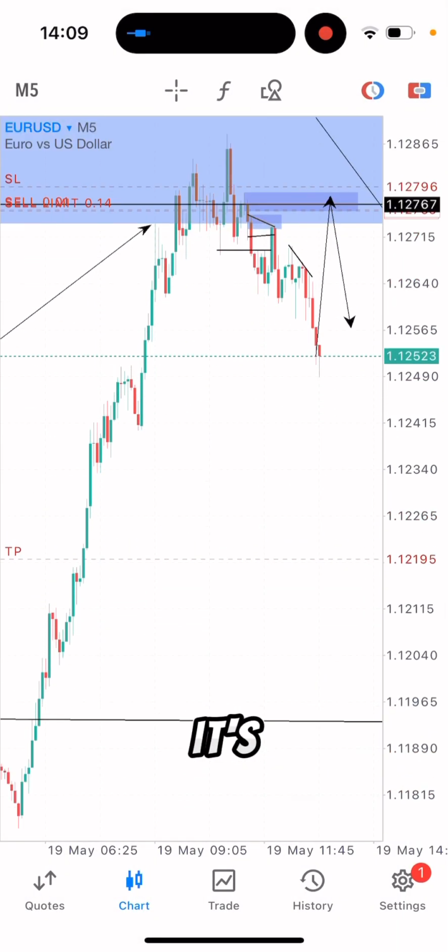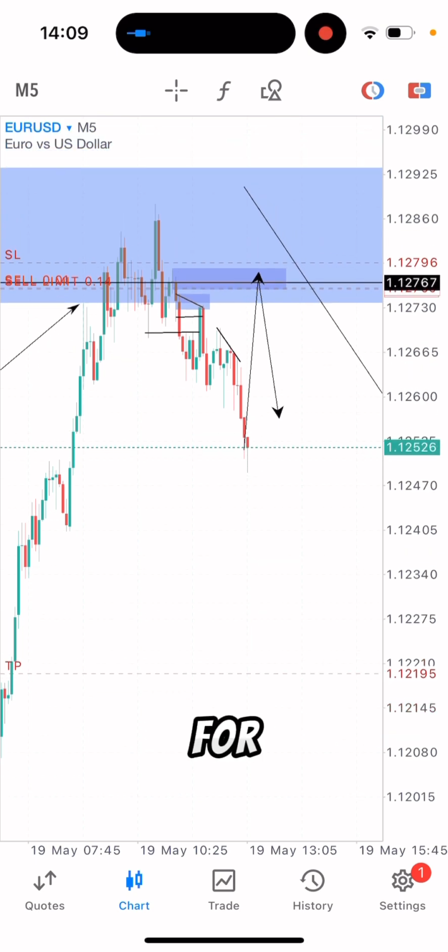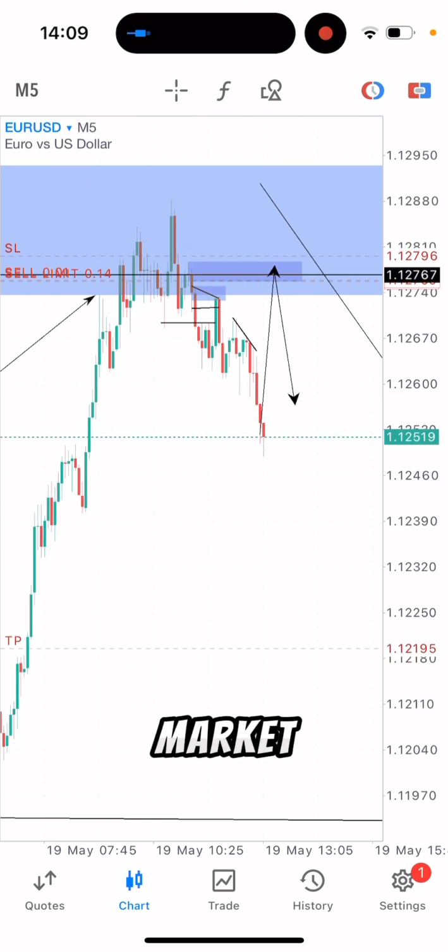Can you see it's all about patience, all about patience to wait for the perfect entry. So when price gets to that very place, it becomes a perfect entry for me, and I get to meet the market. So let's hold on patiently. Thank you.